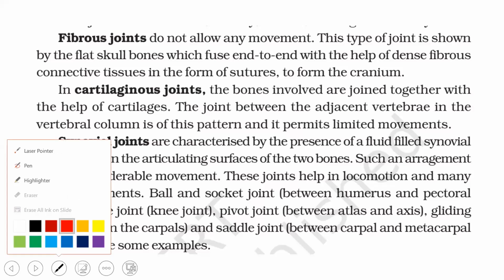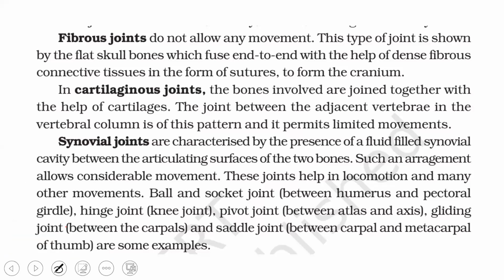The textbook says that there are three types of joints: fibrous, cartilaginous, and synovial. All joints can be classified into these three types. Fibrous joints will not allow any movement. The different bones of our cranium, like temporal, occipital, and frontal, are immovable because they are joined by what we call sutures.